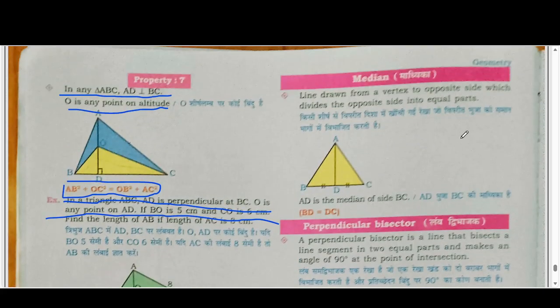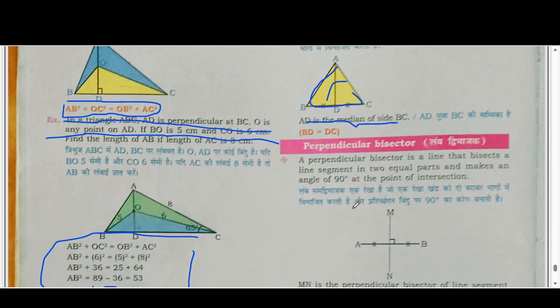Median: a line drawn from a vertex to the opposite side which divides the opposite side into equal parts. AD is a median of side BC, so BD is equal to DC.